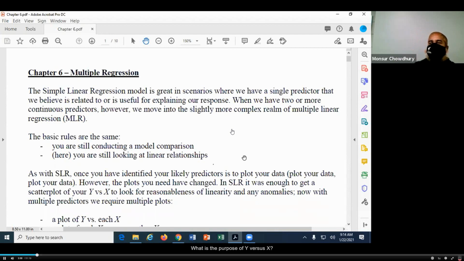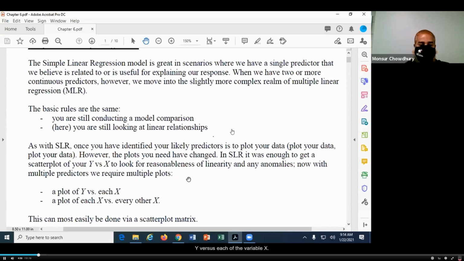So what is the purpose of y versus x? We look for whether there is a linear relationship or not. So we do this by using a plot of y versus each of the variables x. Now what is the purpose of doing a plot of each x versus every other x? To check whether these x variables themselves have any relationship or not.